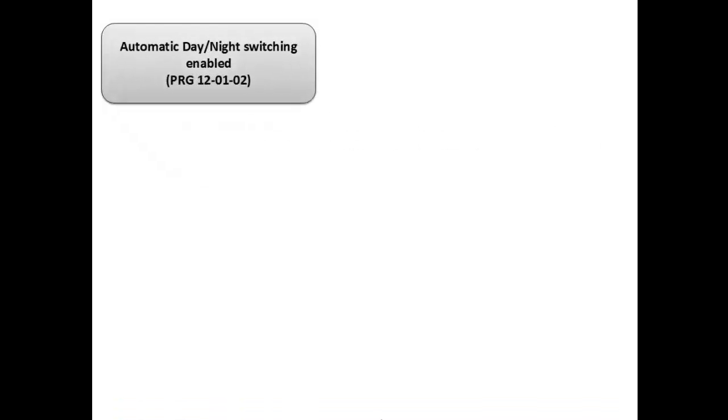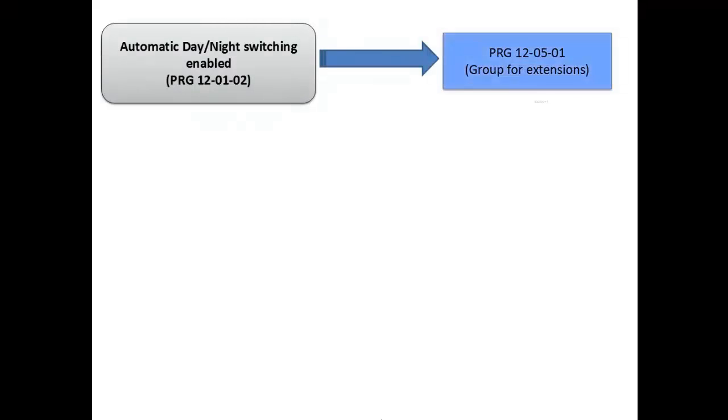If automatic day-night switching is enabled, the first place you're going to go to is program 120501 and assign stations to a group. There are 4 different groups, and by default, all users are assigned to group 1. The different groups will be used when sections of phones have different hours. For example, there may be a service group that is open from 8 to 6, while the rest of the company is only open from 8 to 5. In this scenario, all phones in the service department would be placed into a different group.